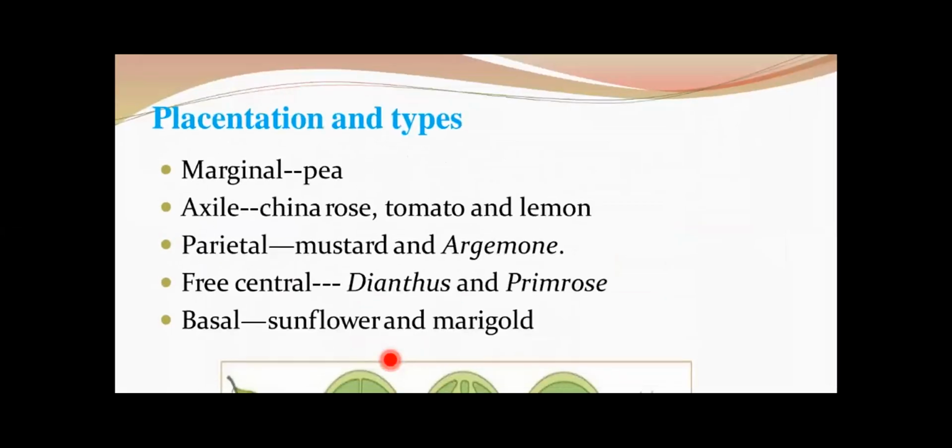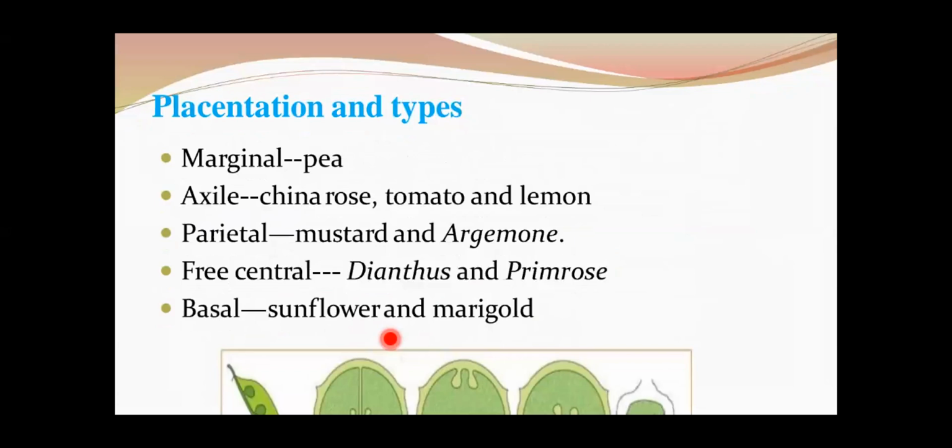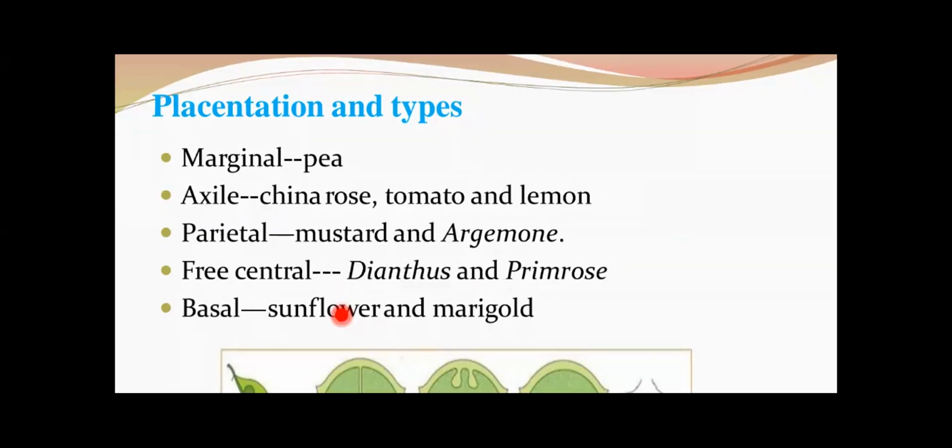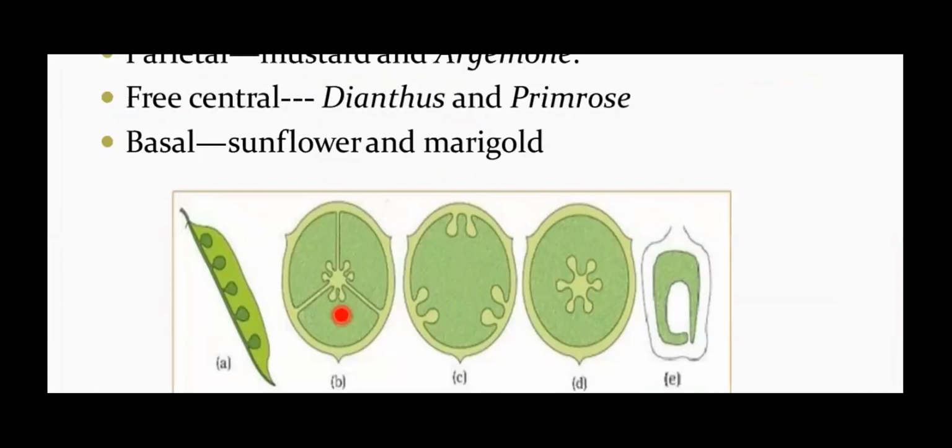Next, we have placentation and its types. So what is placentation, students? The arrangement of ovules within the ovary is known as placentation. There are different types of placentation: marginal, axile, parietal, free central, and basal placentation. Respective examples are quoted here. Let us see the diagrammatic representation of the different types of placentation.